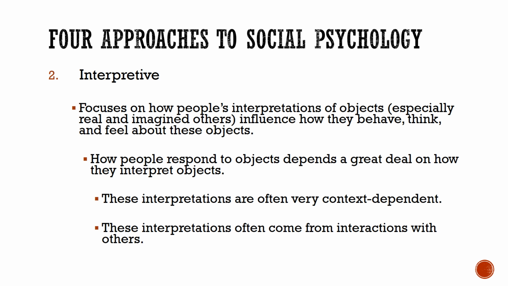The interpretations people have of objects are often acquired during social interactions with other people. For instance, many people come to their interpretations of objects like Donald Trump or Jesus Christ or the concept of democracy from interactions with others during their lifetimes. Thus, the interpretive approach to social psychology also focuses a great deal on studying social interactions and how they lead people to have particular interpretations of particular objects.